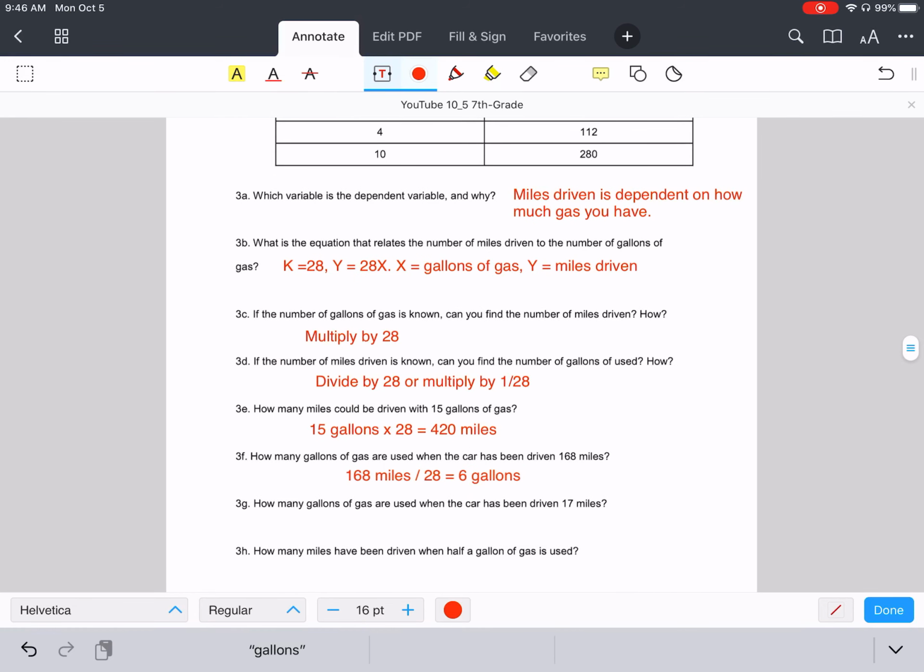How many gallons of gas are used when the car has been driven 17 miles? So that means we're doing 17 miles divided by 28. And when we are dividing two numbers, we can look at that as a fraction and just say that equals 17/28 of a gallon, because that does not simplify to a whole number.